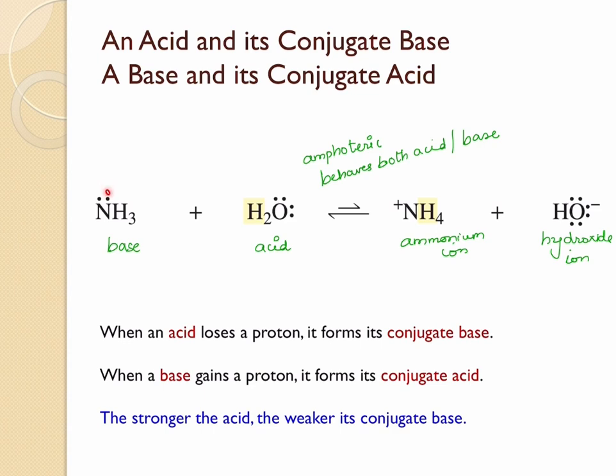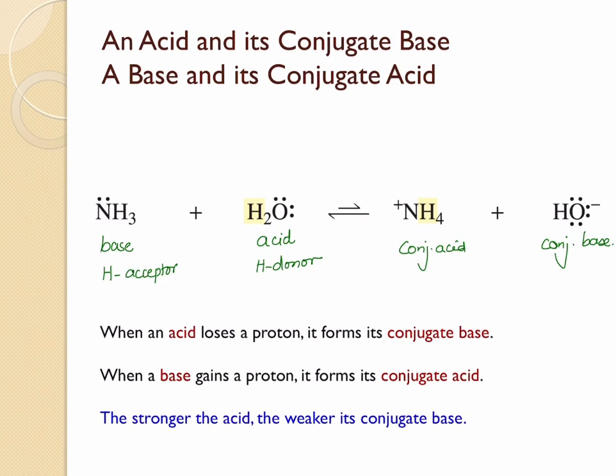Ammonia, with its lone pair of electrons on nitrogen, is going to go and abstract one of the hydrogens from water, creating the ammonium ion, which is the conjugate acid of ammonia. And the hydroxide ion is created by losing the hydrogen from the water molecule, and therefore this should be the conjugate base.